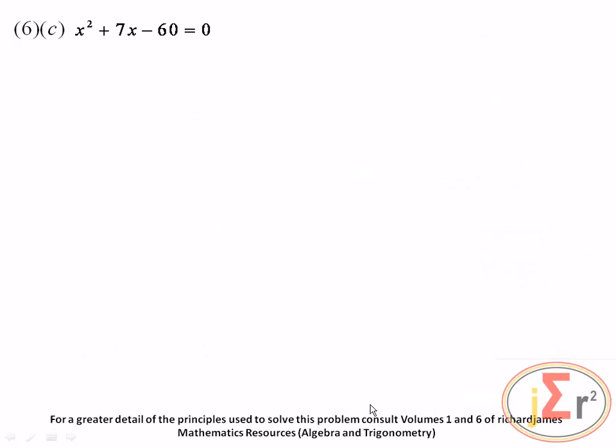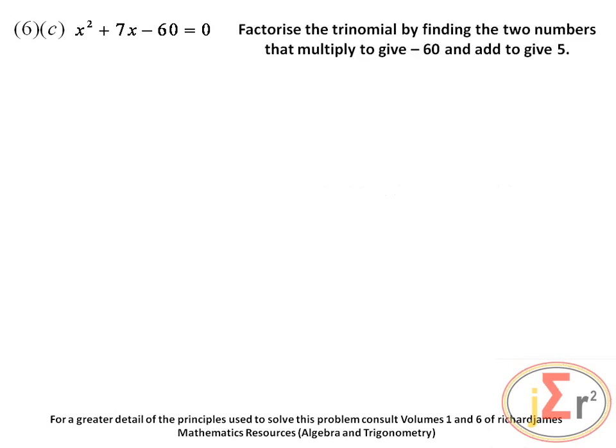And of course, it is not going to be far-fetched that they are going to ask us to solve the equation in order to determine the lengths of the sides of a triangle, if not just only the length of one side. We are going to solve this quadratic equation by factorization. We are going to determine the two numbers that will multiply to give negative 60 and will add to give positive 7. So we have one of those numbers 12 and the other negative 5. So we have x plus 12, x minus 5.